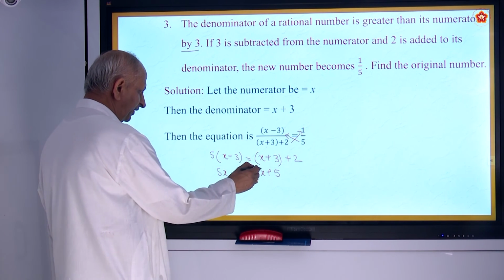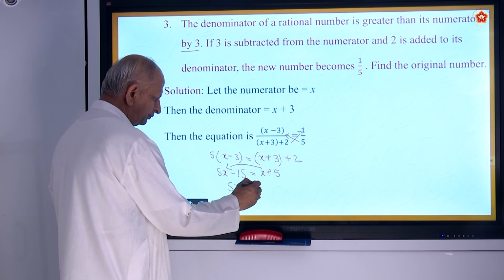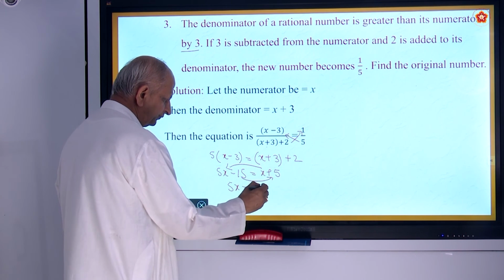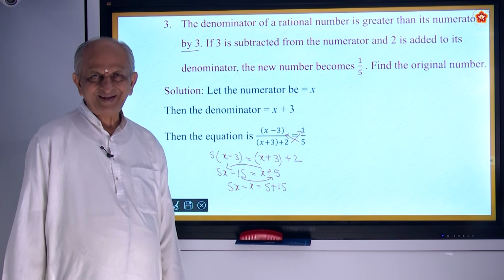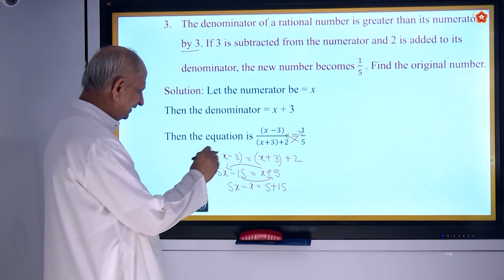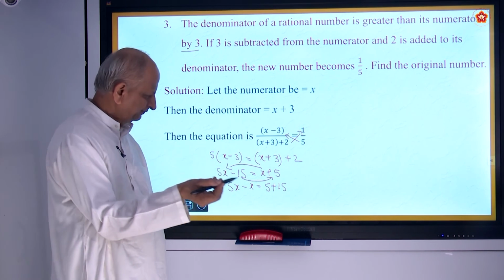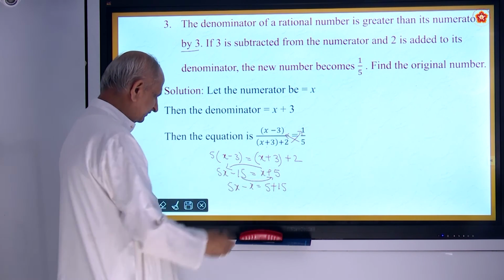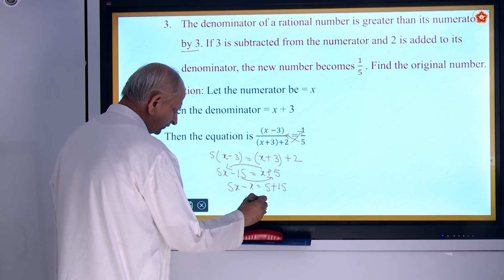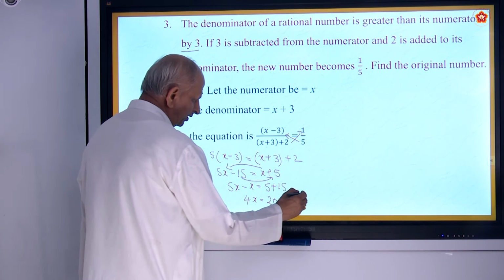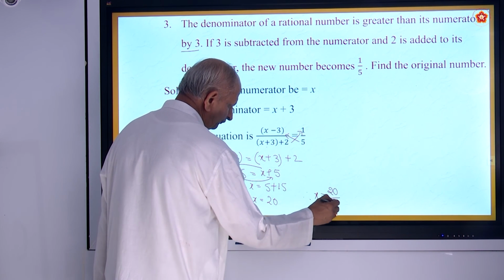So bring this x this side, always x should be positive, and minus 15 this side. Law of transposition: when there is plus in the left hand side, it goes to the right hand side, becomes minus. Here there is minus, it becomes plus. So 5x minus x becomes 4x is equal to 20. Therefore, x is equal to 20 by 4, that is 5.